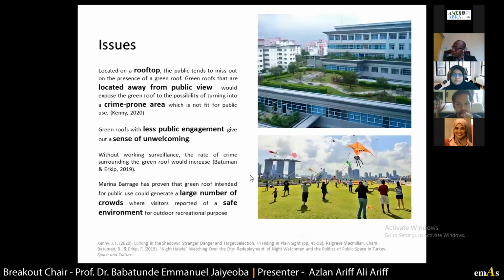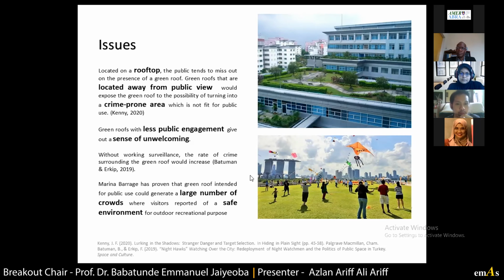So the research is initiated by concerning the position of the green roof, which is on the rooftop, located away from the public view, which has higher chances of being a crime-prone area. So a green roof with less public engagement gives a sense of unwelcoming. Without working surveillance, the rate of crime surrounding the green roof would increase.